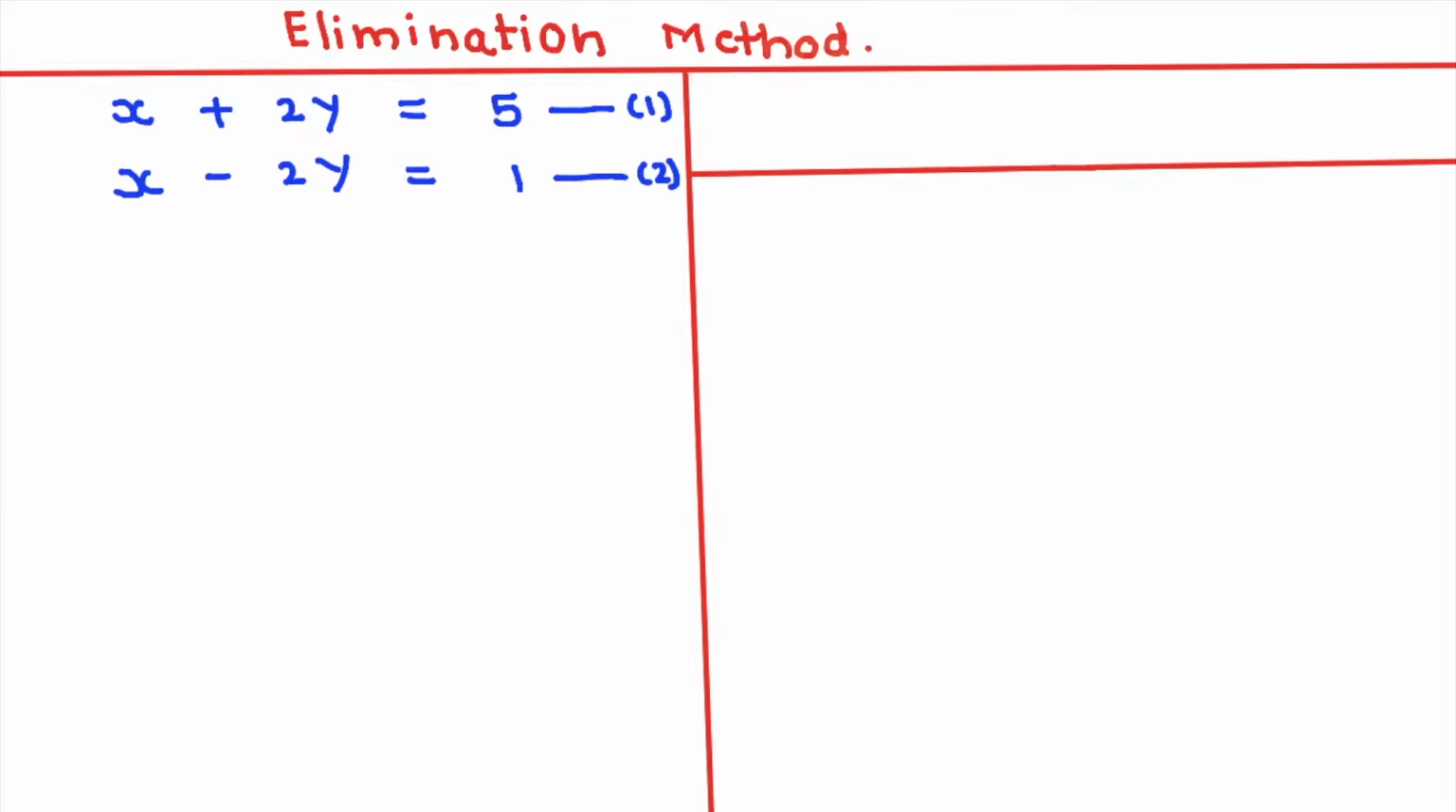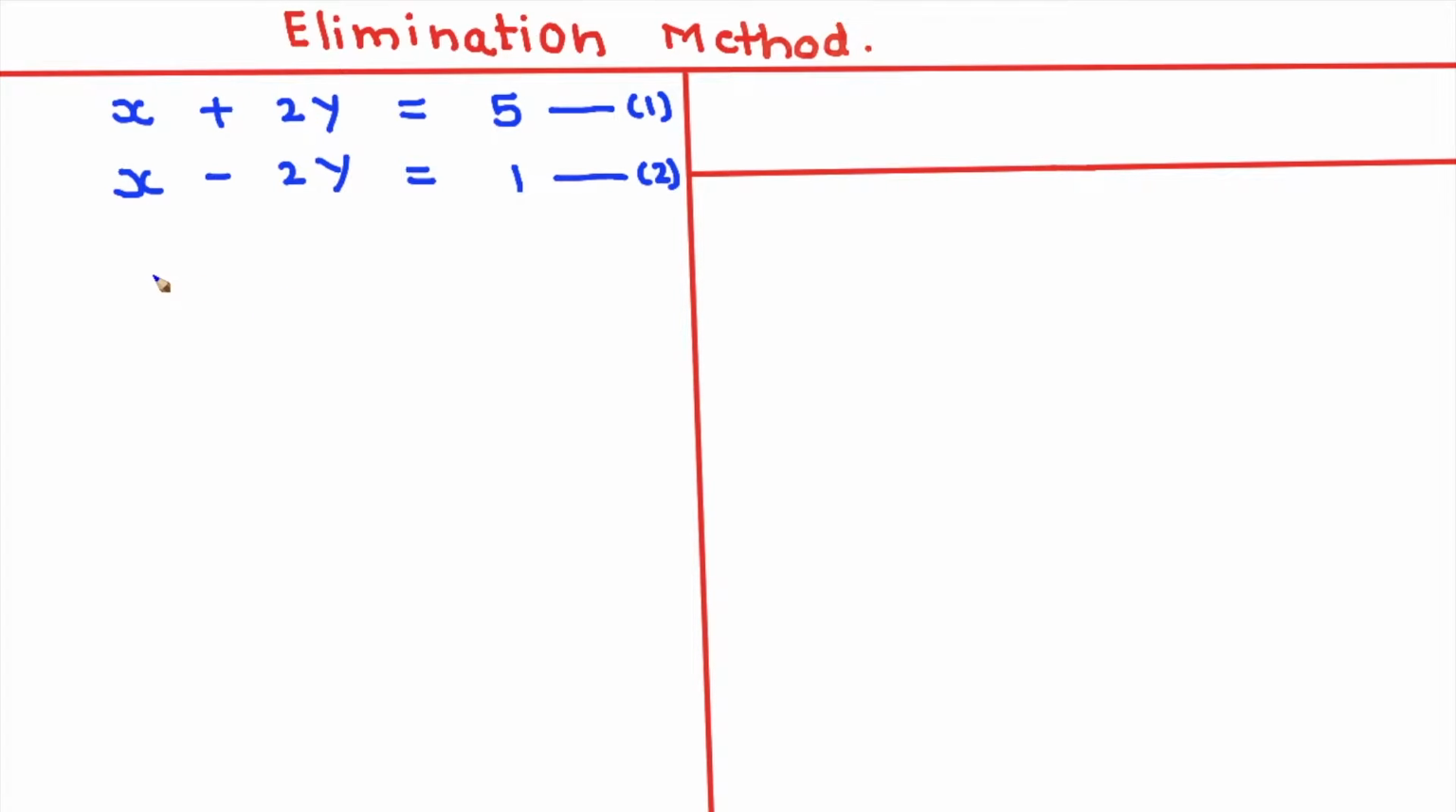After understanding the first method, that is substitution method, let's go for the second method, that's elimination method. Now for that I have picked up two equations here, x plus 2y equal to 5, which is first equation, and x minus 2y is equal to 1, which is second equation.